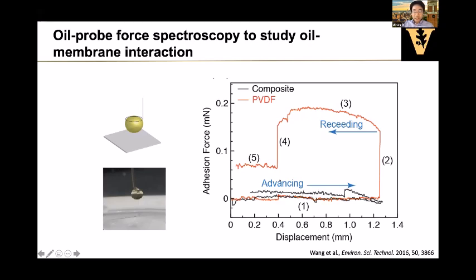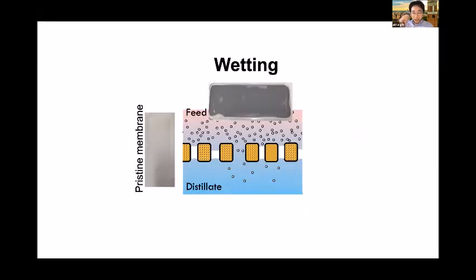Now with the composite membrane, you don't see either of them. There's no attraction upon contact, and there's very little retention of the oil droplet on the membrane. That's due to the hydrophilic layer forming a hydration layer, which creates a barrier for the oil adhesion to the hydrophobic surface. So that's fouling.